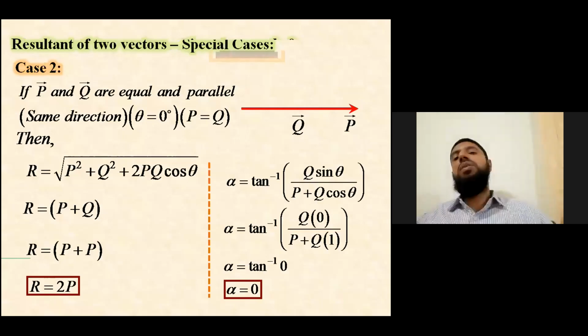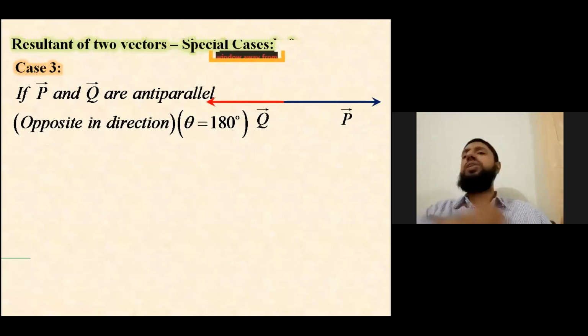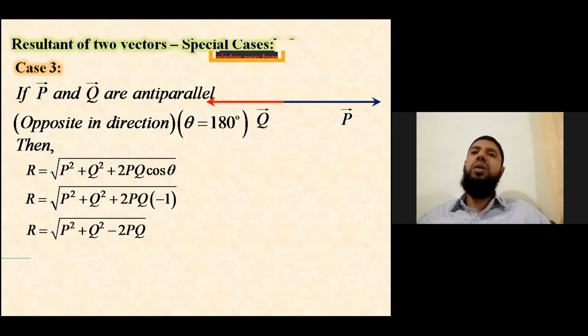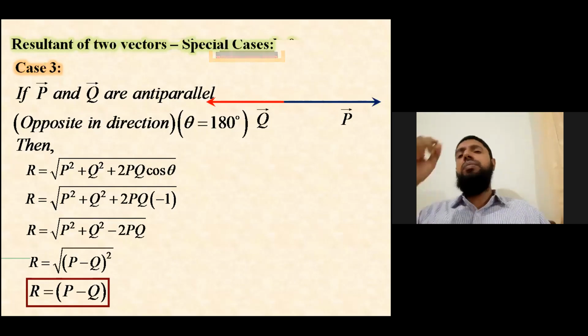These are very important. Then third case, if they are anti-parallel, I am having two vectors which are anti-parallel. They are opposite in direction. They are making 180-degree angle with each other. Then the magnitude of the resultant is, if I substitute for θ as 180, cos 180 is -1, then it is square root of P square plus Q square minus 2PQ, then P minus Q whole square, then the resultant is P minus Q. The magnitude of the resultant is the difference of magnitudes of the two vectors.